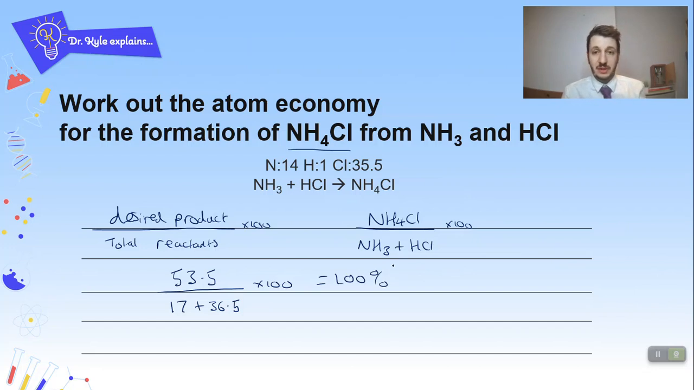Now, let's have a look at that then. Of course it's going to be 100%. Look at the equation: all of my reactants are ending up in all of my products. I haven't got anything else in this equation, and so therefore I've got no waste products. This is a very efficient reaction in terms of its economy because it's 100% efficient. All of the atoms in my reactants end up in the products. That's a good reaction. Let's have a look at another equation and see if we've got the same thing.